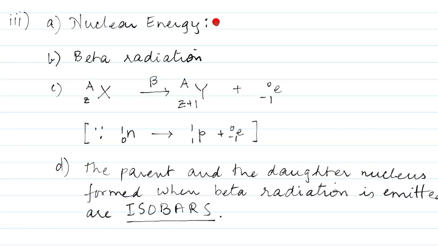So A is nuclear energy. As I told you, you can refer to your textbook, so you will come to know whether you got it right or not. So that will be 1 mark. B says that if the atomic number is increased by 1, it will be which radiation? So beta radiation. That will give us again 1 mark.